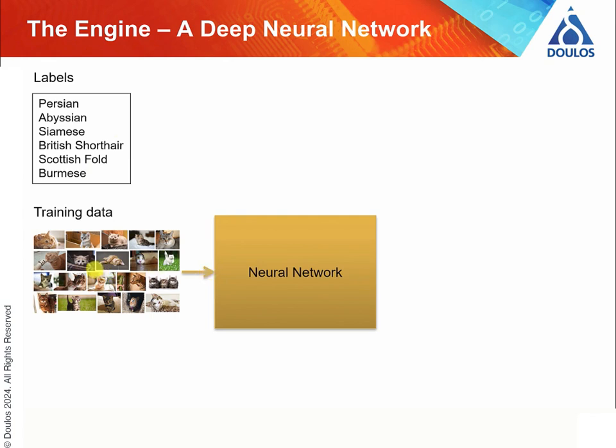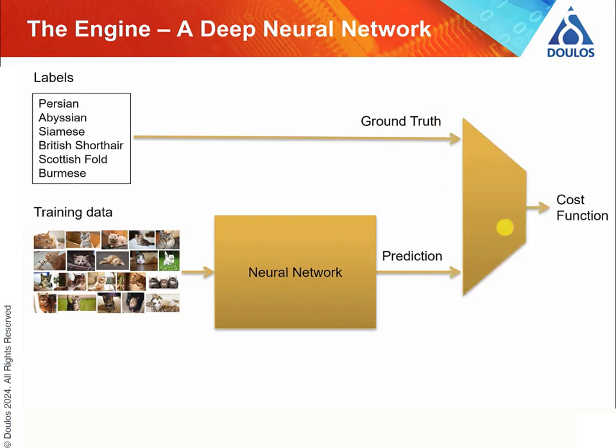What we then do is to feed our training data into the neural network, and the neural network will make predictions. And we're then going to compare the predictions of the network with the so-called ground truth. So the ground truth is the labels associated with each of the training data samples. We feed the ground truth along with the predictions into a cost function.